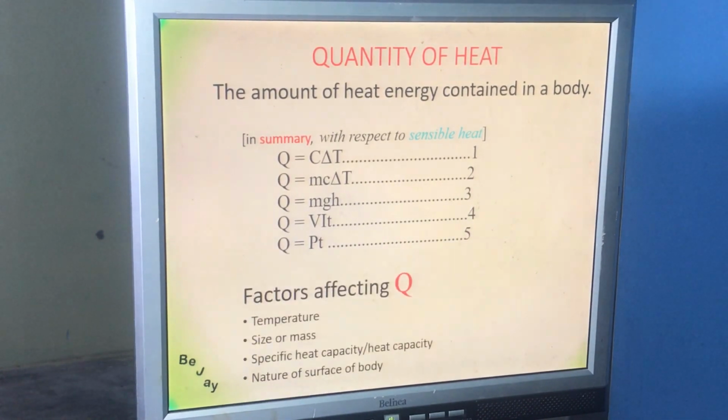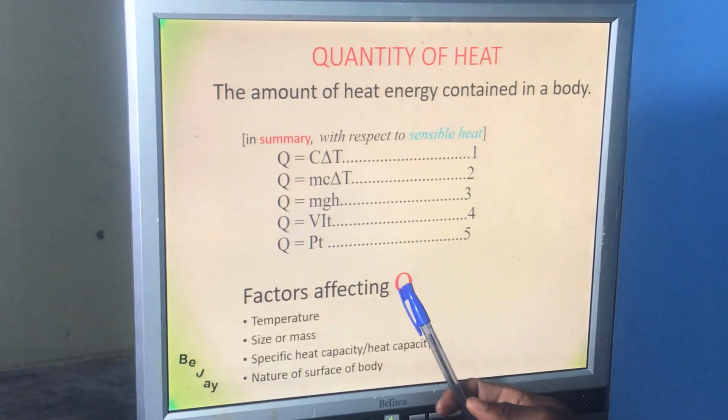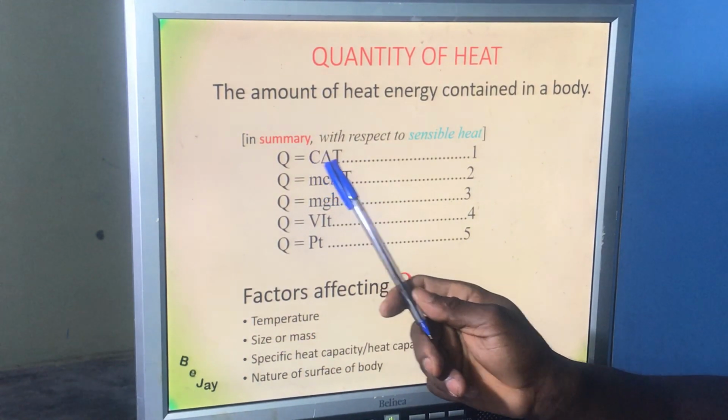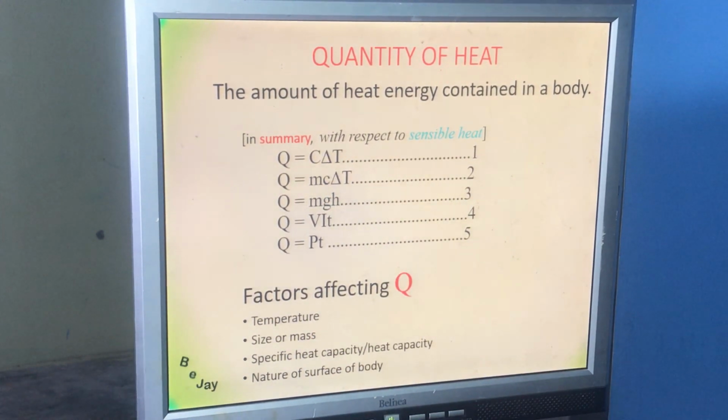So the factors that affect the quantity of heat contained in the body are temperature, size or mass of the body, specific heat capacity or heat capacity of the body, and the nature of the surface of the body. Why are we saying temperature but not the change in temperature? We are talking about the quantity of heat contained in the body. Before we began measuring, remember that the body already had a certain amount of heat inside it. In other words, the difference in temperature was from one temperature point to another.